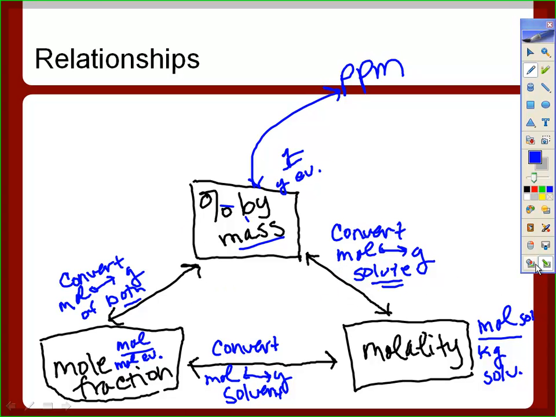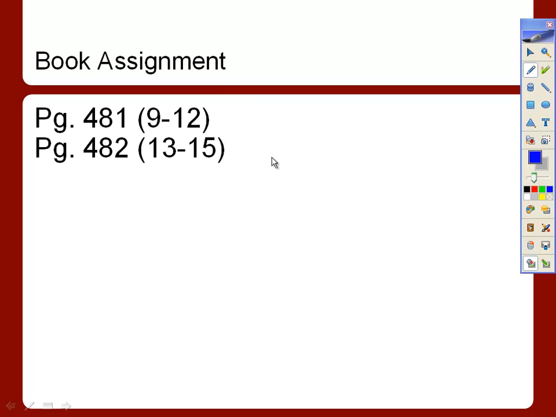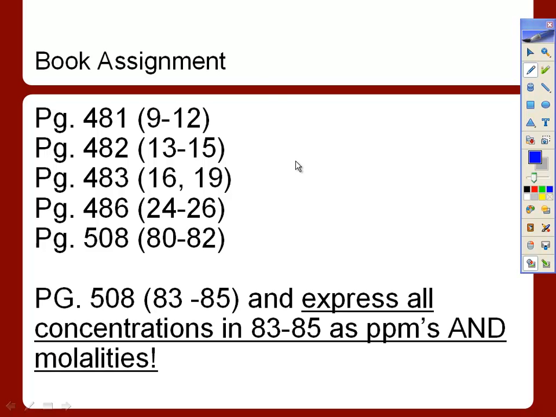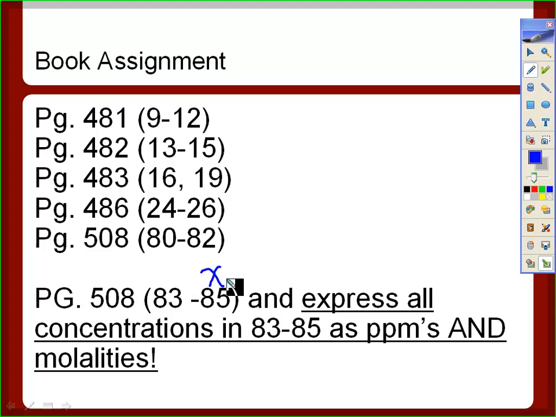What I would like for you to do today is to add on to your assignment, your book assignment from last time. If you need to borrow books from the bookshelf, you may. This is what it was last time. This is what you were working on. I will have the book out for you to check those practice problems. I want you to add on to that assignment page 508, 83 through 85, so continue. These are all mole fractions. 83 through 85 are all mole fractions.